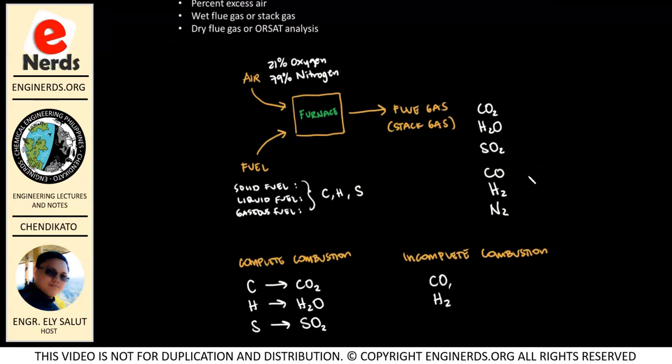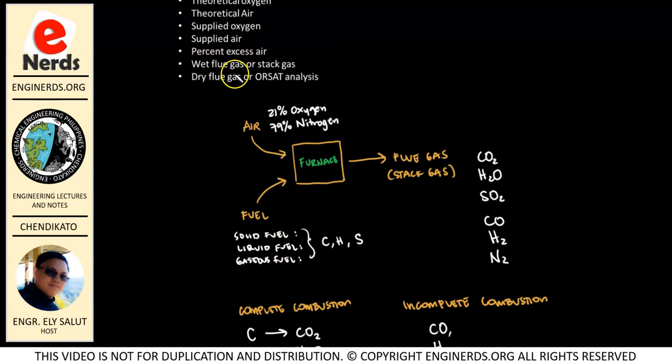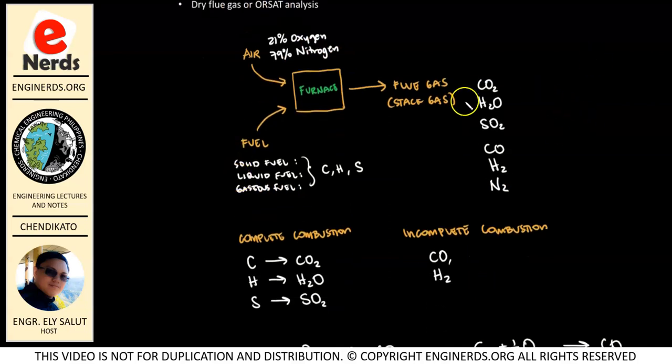So, yung wet flue gas, alam natin, ito yung flue gas or stack gas natin, yung naging product ng ating furnace. So, pag gagawa tayo ng wet flue gas analysis, i-add lang natin lahat ng number of moles ng lahat ng nandito sa ating flue gas. So, ilang moles ng O2, ilang moles ng H2O, ng SO2, CO, H2, N2. So, ilang moles niyan? Total moles. Okay, i-add lang natin lahat yan.